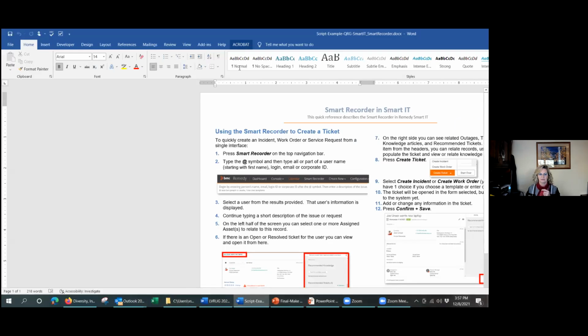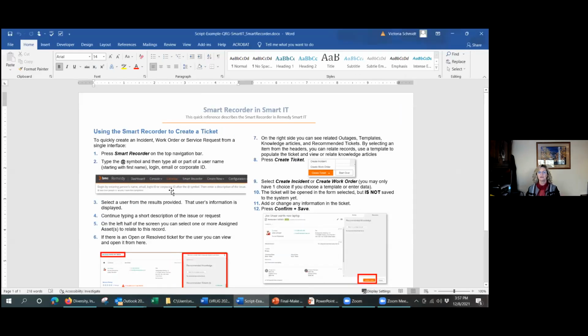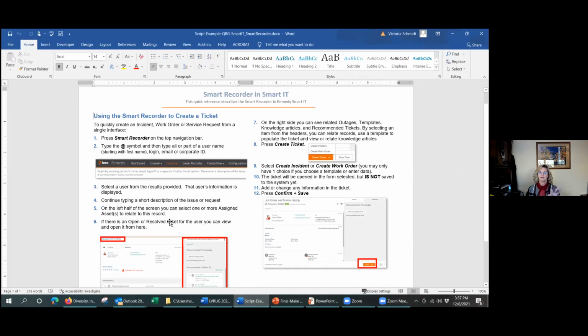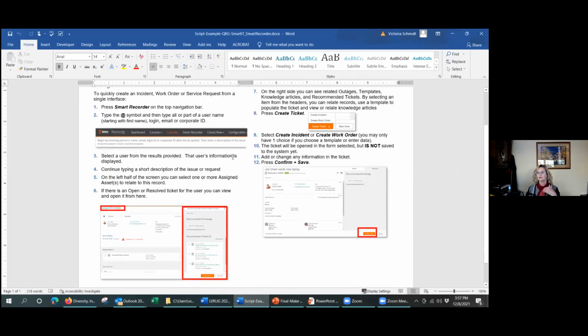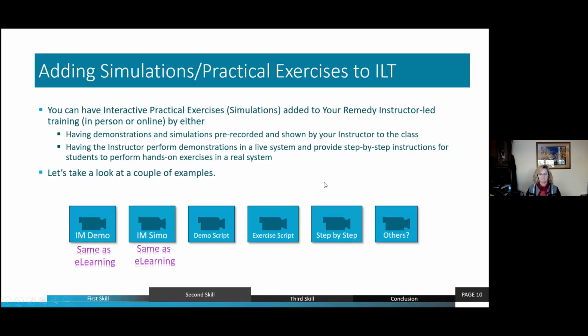Okay, so you can see this is step-by-step instructions with some pictures and things like that. So this might be something that an instructor gives and says, okay, I'm going to give you 10 minutes. Go ahead and go through this exercise. I've already shown you how to do it. So this is an example of how you would do it in a real system by handing them an exercise script, right? So different things like that.